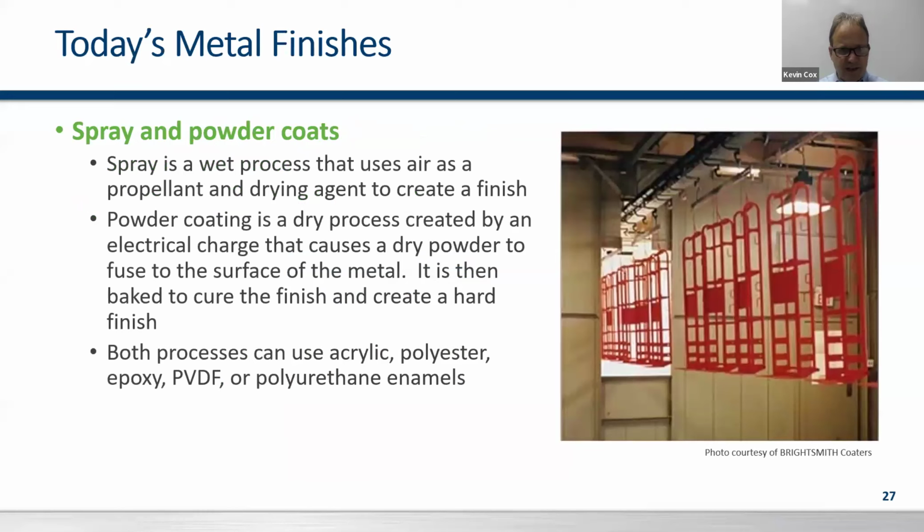It's also a dry process, where we create an electrical charge to the metal itself. And that electrical charge almost creates a magnetic draw, and it brings the powder that fuses to the metal surface. Both of these processes can use a post oven or bake to cure and harden the finish. And we can use a number of types of paints with the processes: acrylic, polyester, PVDF, polyurethane, and epoxies. But generally, when we're looking at sprayed and powder coats, we have something that is already assembled that we want to coat.